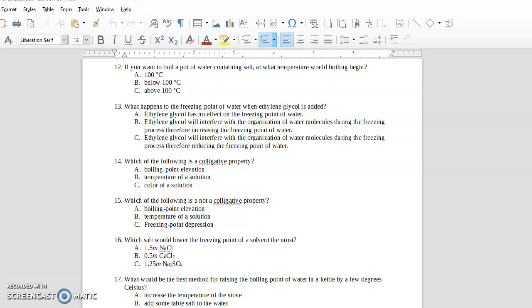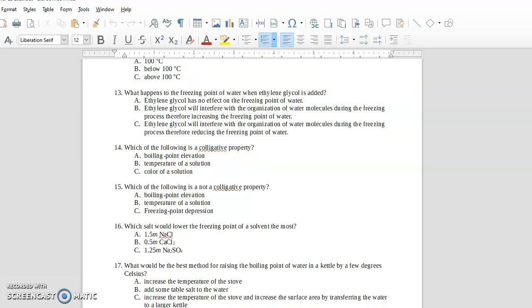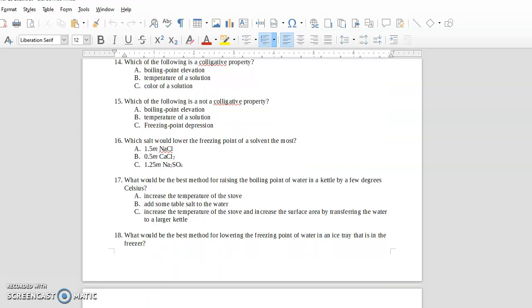Which of the following is not a colligative property? And that would be B, the temperature of a solution. Which salt would lower the freezing point of a solvent the most? Therefore, you have to look at which one of those has the most species present. And that would be 1.25 of the sodium sulfate, because there are 3 species in solution, 2 sodium ions and 1 sulfate ion. Whereas A, even though it has a higher molar amount, it has only 2 different species there.